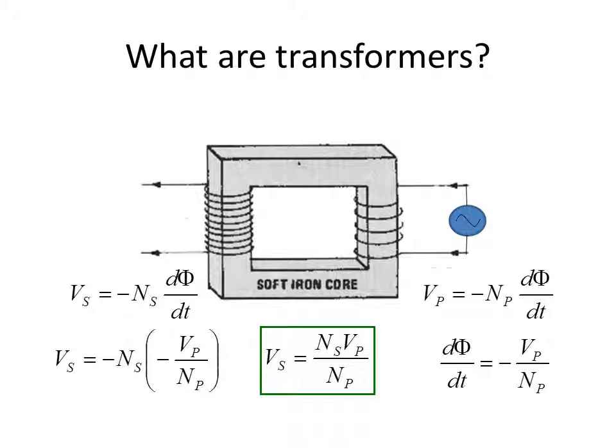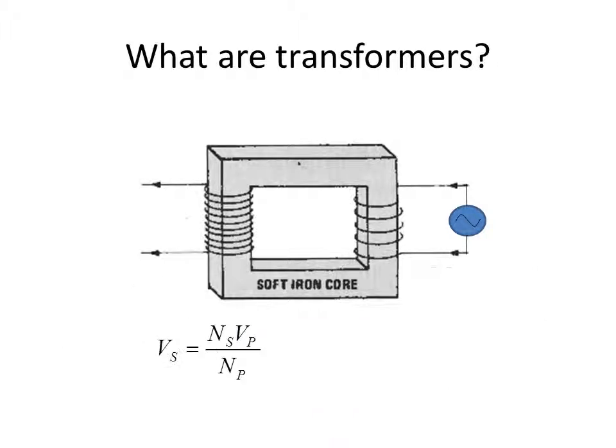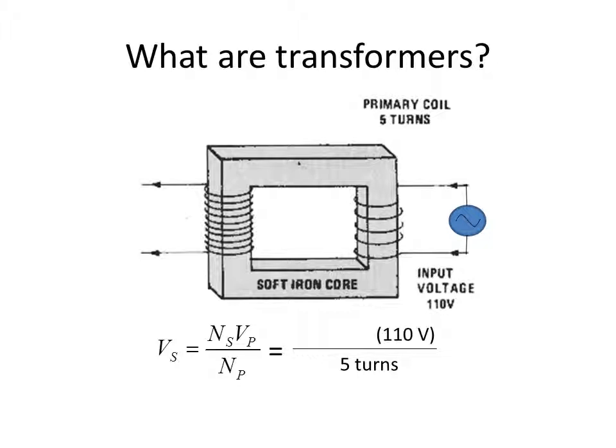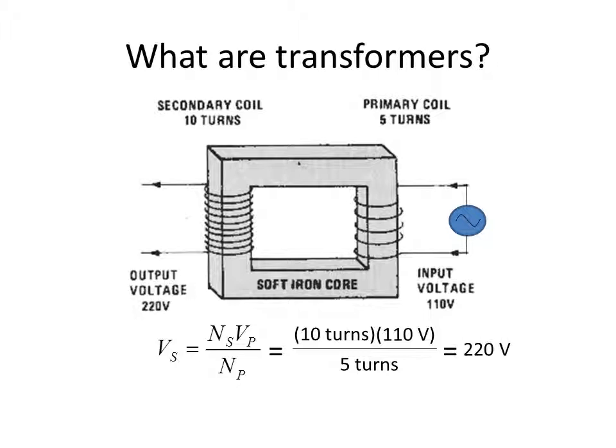Let's use some example values to get a sense of what this relationship implies. Let's say we have 5 turns in our primary coil, and we apply a potential of 110 volts across it. And let's say that our secondary coil has 10 turns. Therefore, when we do the math, we find that the potential across the secondary is equal to 220 volts, which is twice that going through the primary.